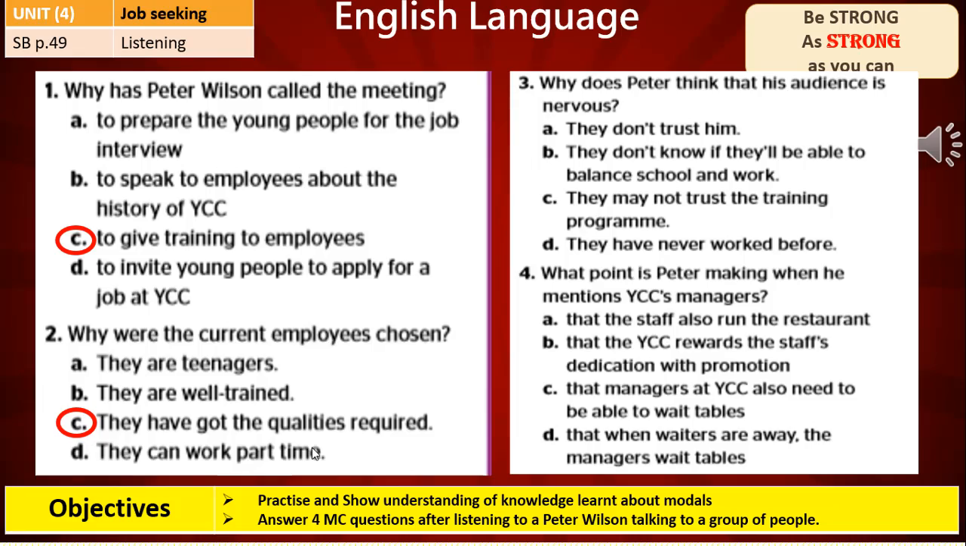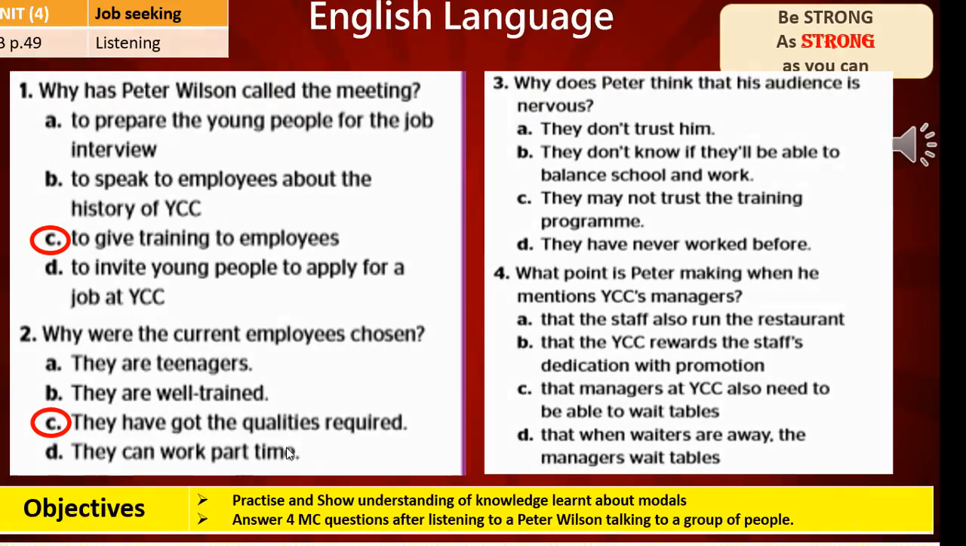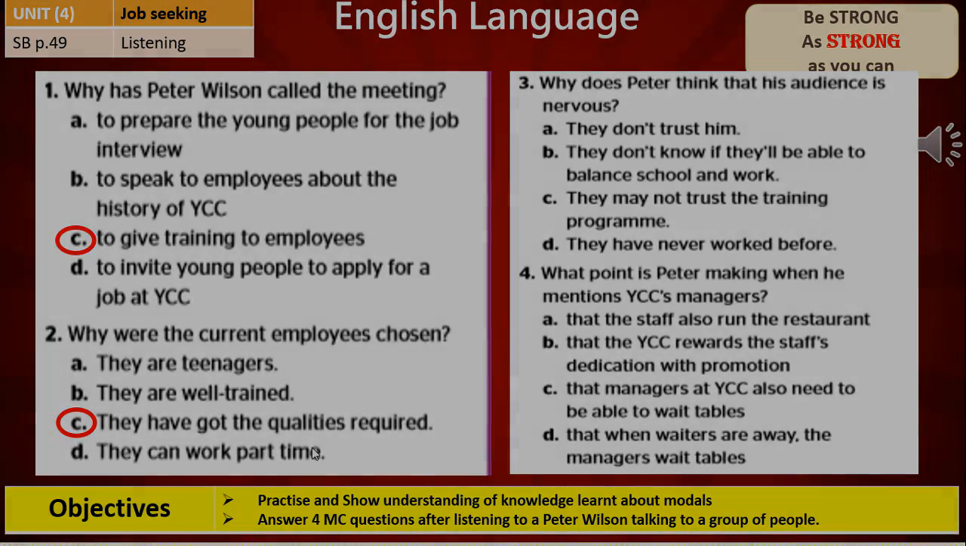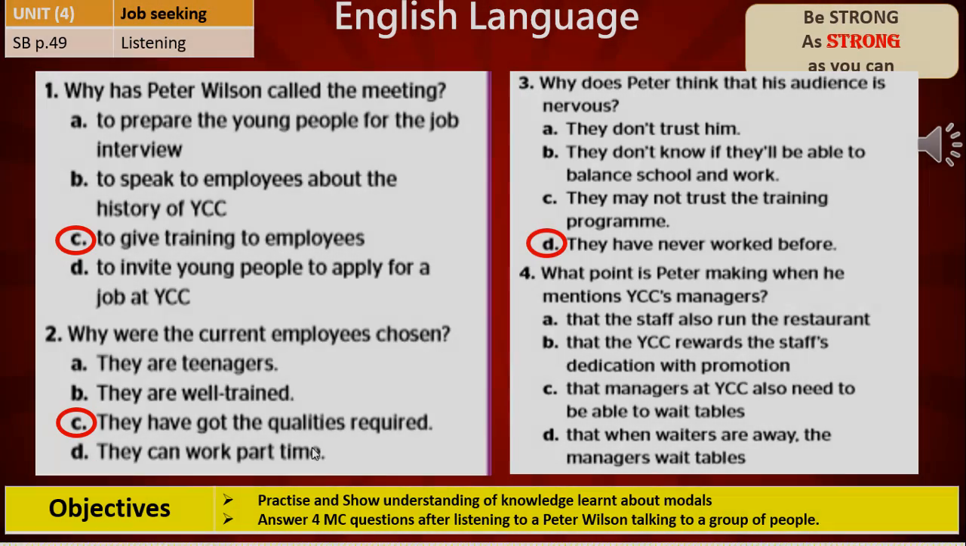Someone to read the question with the options. Why does Peter think that his audience is nervous? Because they don't trust him? Or because they don't know if they'll be able to balance school and work? Or because they may not trust the training program? Or just because they have never worked before? And the answer is the last, and it was stated.